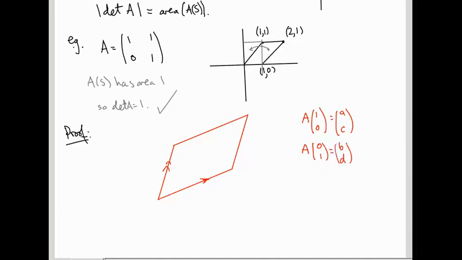So what I'm going to do is draw a rectangle. If I call this a square, it's a rectangle. Okay, it's got height D, which means it's going to pass through this vertex here, and it's going to have base A, which means it's going to pass through this vertex here. So this is a rectangle, A by D. Its area is AD.